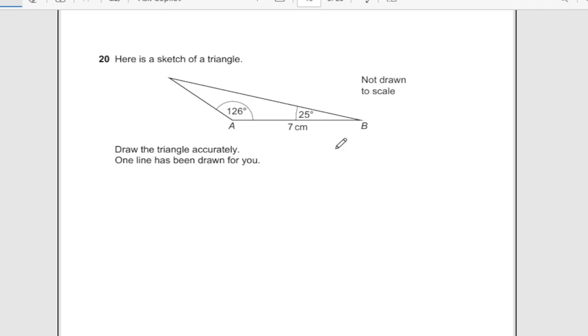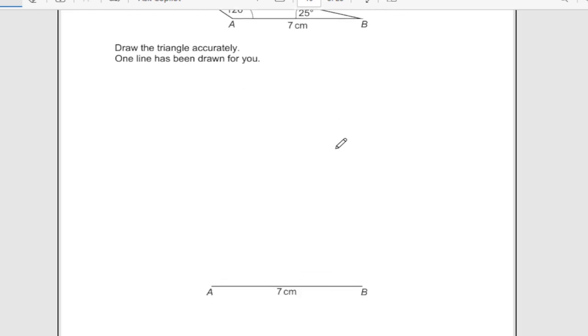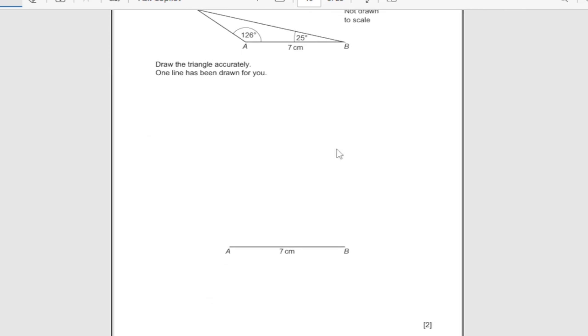Okay, so you need your protractor for this. I can't show you here, but let me just try. As AB is given as 7 centimeters, this is already drawn. Then you place your protractor at this point A and draw an angle of 126 here. Yeah, you will put a line here, 126.